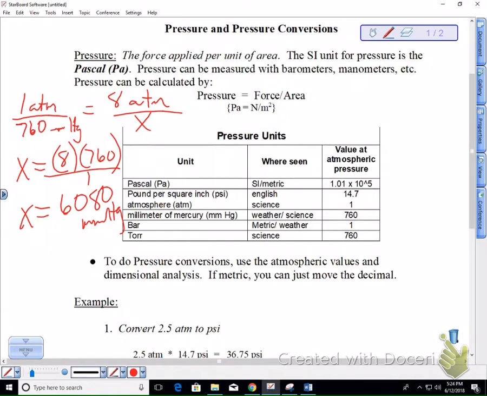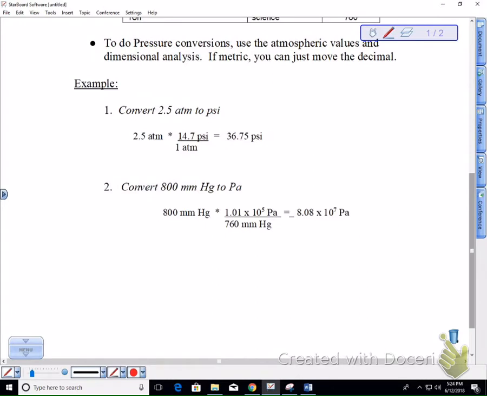We're going to even make it nastier with chemistry dimensional analysis. In the first example that you see here, convert 2.5 atmospheres to psi. I start with 2.5 atmospheres. So when I use my dimensional analysis, remember we always want the unit that's going to cancel to go on the bottom, on the opposite side.